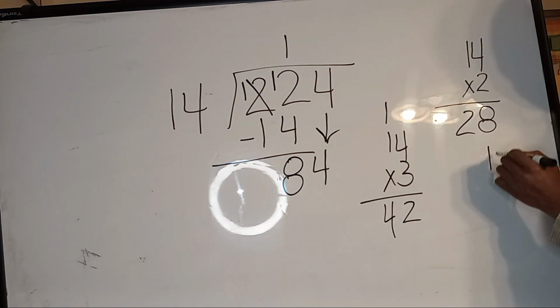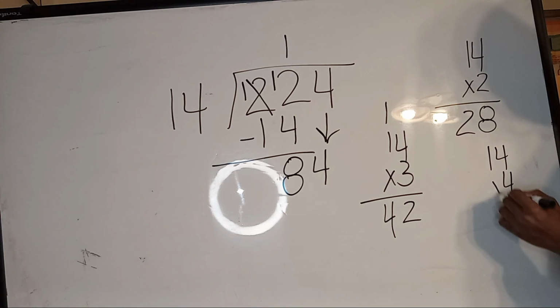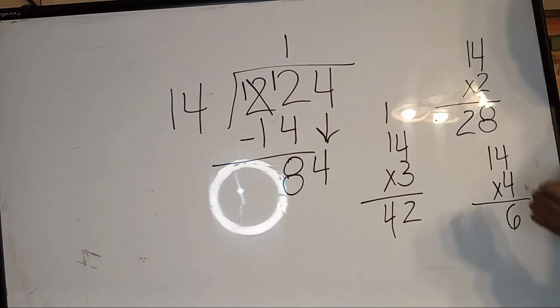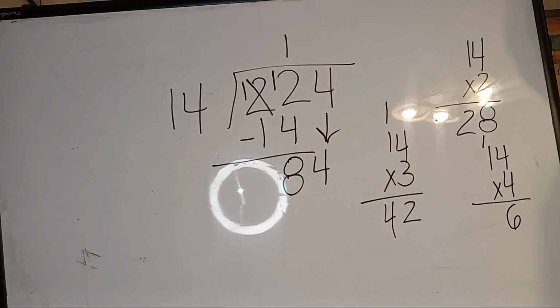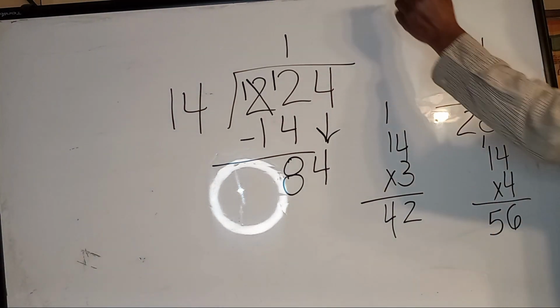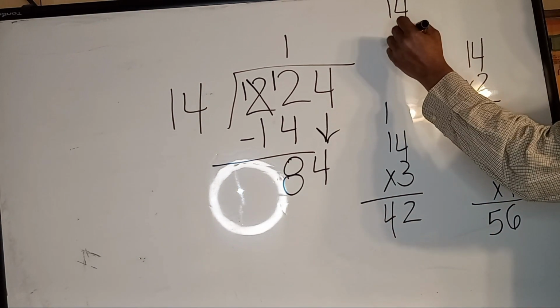So let's go 14 times 4. 4 times 4 is how much? 16. All right, great job. So we put our 6 here. We carry the 1. 4 times 1 is how much? 4. Plus 1. 5. All right, it gives us 56. We're still not there yet, guys. So we stopped at 4, so let's go 14 times 5.